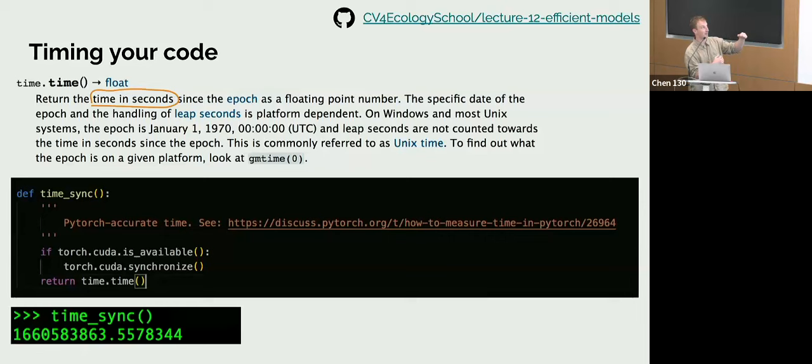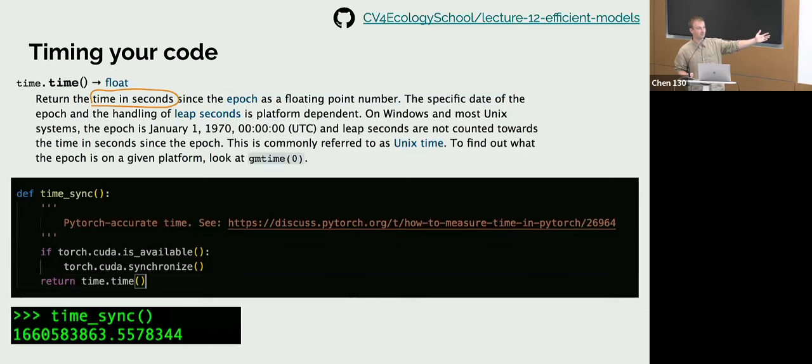But you're using GPUs, which are doing things asynchronously. You actually can't just use time.time. You have to run this torch.cuda.synchronize command before running time.time. This is really important. If you don't do this, you're going to get weird values that are not correct. So I recommend just writing a method like this, and anytime you would call time.time, instead call time.sync.